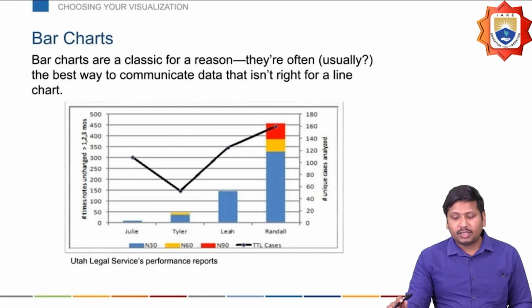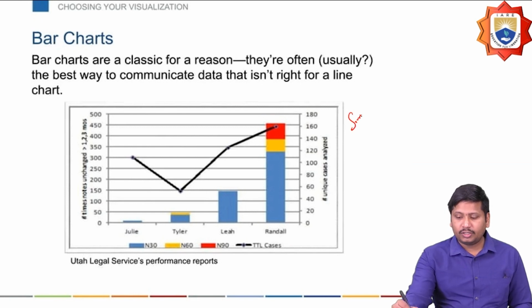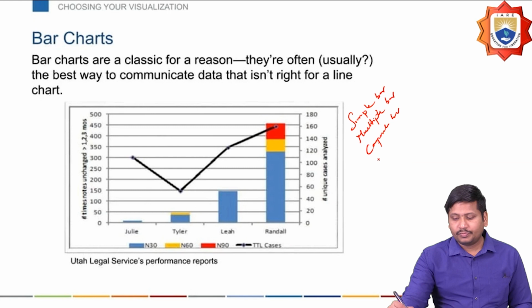And the bar chart is the next thing. It is also a representation for communicating between two independent variables. These bar charts are of different types: simple bar, multiple bar, composite bar, like this. With the simple bar, I can show a one-to-one relationship.